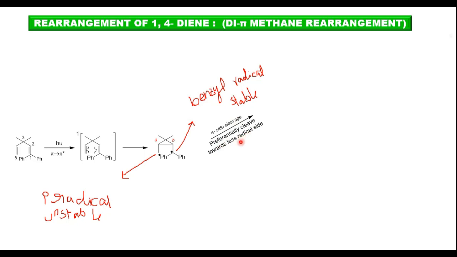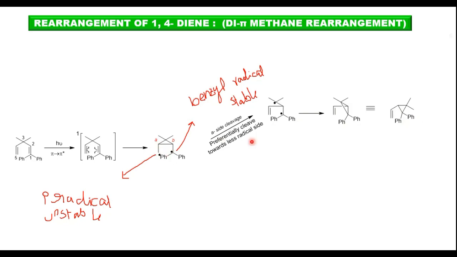Now you see, when you cleave this bond, we get a radical here, and another radical already exists. These two radicals make a bond, and we get a new radical at this position. Yes, we get a cyclopropane ring. So simply we write the compound like this. This product is obtained from cleavage towards the less stable radical side.